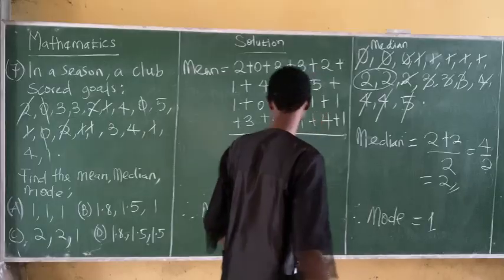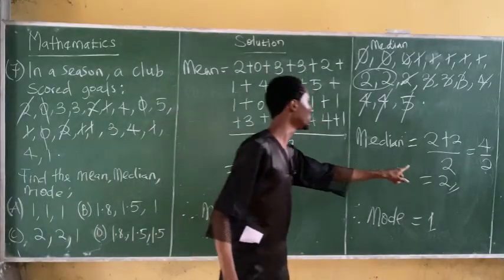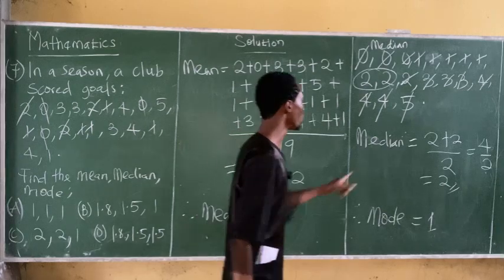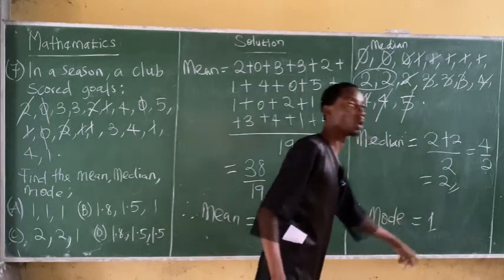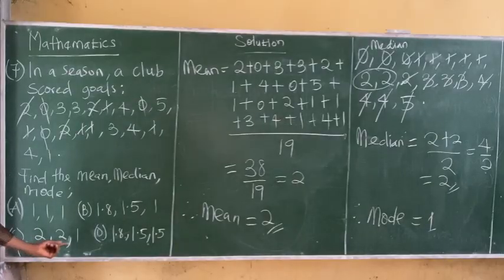Now let's check the sequence. We have the mean to be 2, the median 2, and the mode 1. The correct option here is option C, 2, 2, 1.